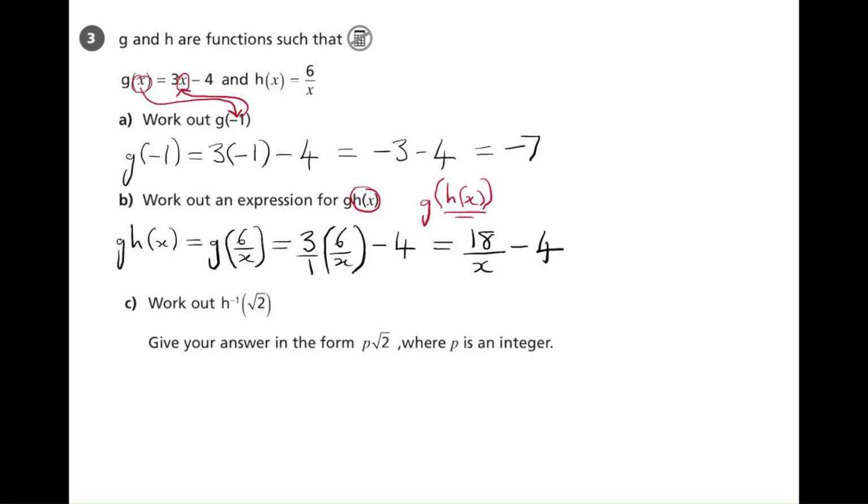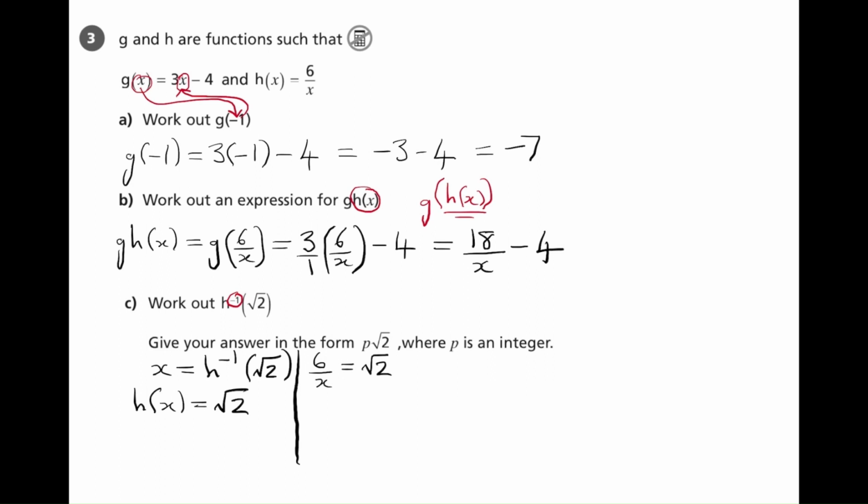In part C, we've got a negative 1 involved, so h to the minus 1 is the inverse function of h. If we let the thing we're trying to find be x, so x is h to the minus 1 of root 2, then this means we can write h of x will equal root 2. So h of x is 6 over x, so we write 6 over x equals root 2.